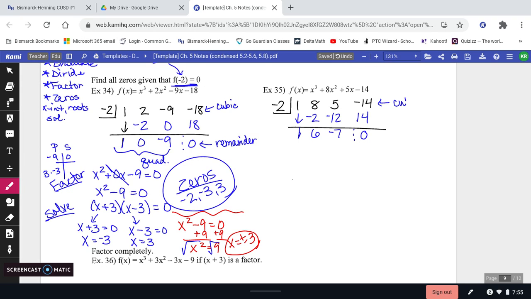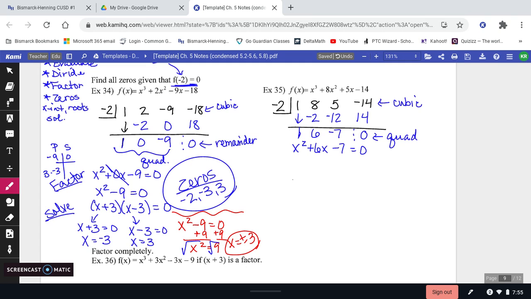Okay, we started with a cubic. We started with an x cubed. You have now divided, and you have taken it down 1 degree. So this represents our coefficients for a quadratic. So this says x squared plus 6x minus 7, and then equals 0 because we're going to solve it. Okay, we're finding the zeros, we're going to solve it.